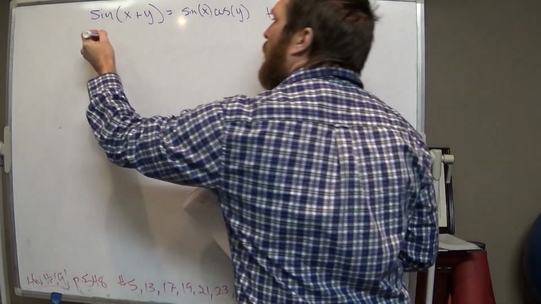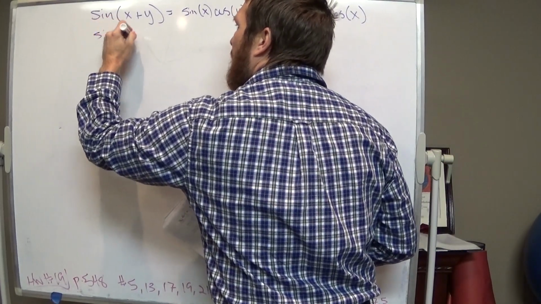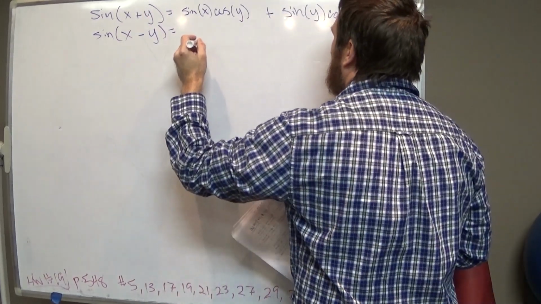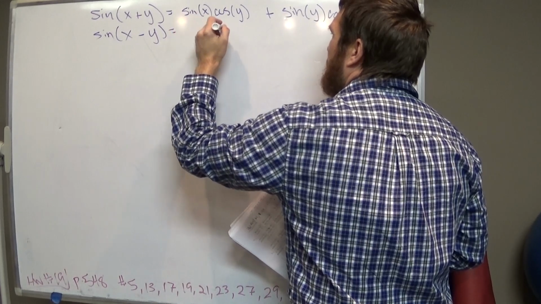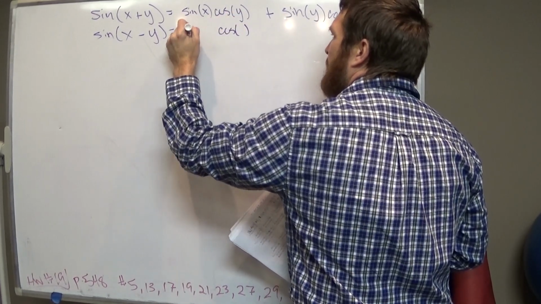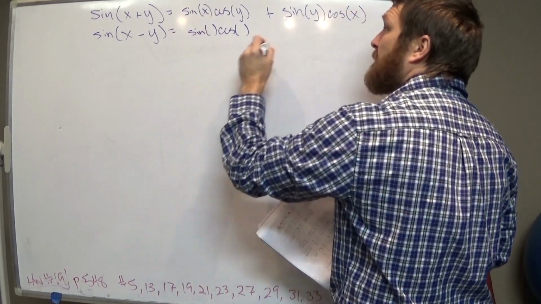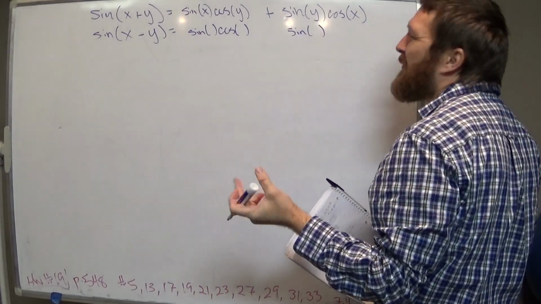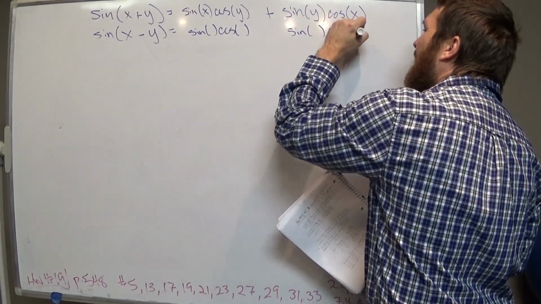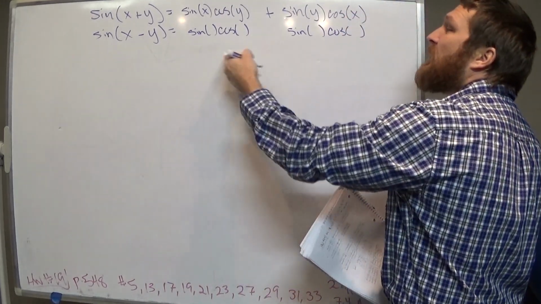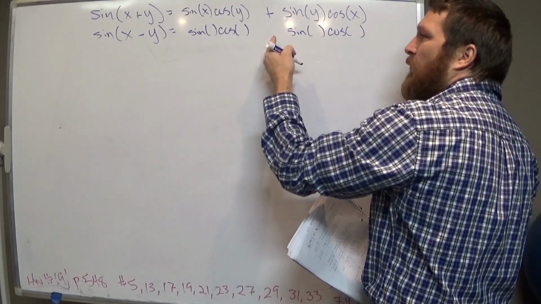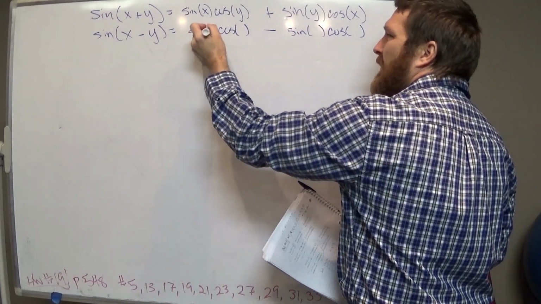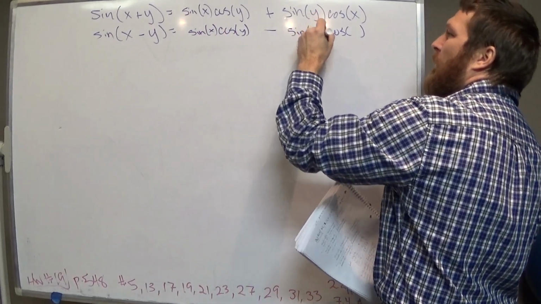Now let's do this one right below it. Sine of x minus y. So what's that? Just the same thing but a minus. So sine of x, and you're like, I know what you're doing. You don't know where I'm going with this. So it goes sine cos sine cos. What is the sign in between them? Minus. And then we still have x y and y x.